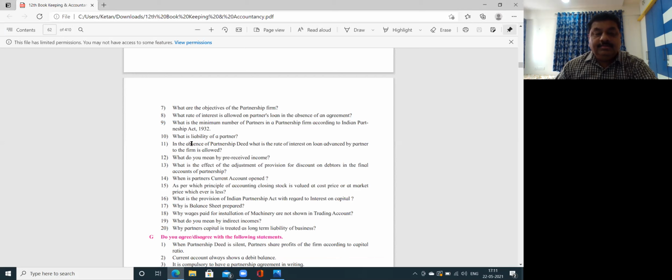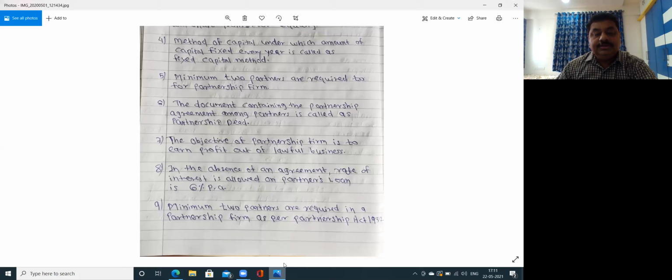Question number 9. What is the minimum number of partners in a partnership firm according to Indian Partnership Act 1932? We know it is two. Minimum 2 partners are required in a partnership firm as per Partnership Act 1932. That is the answer.